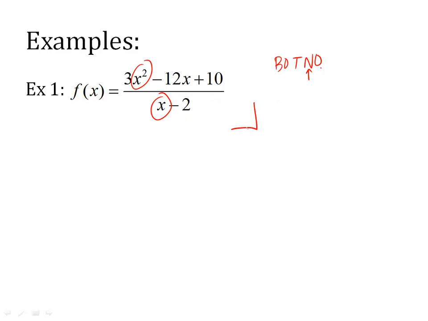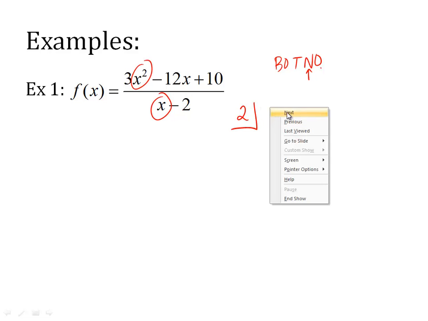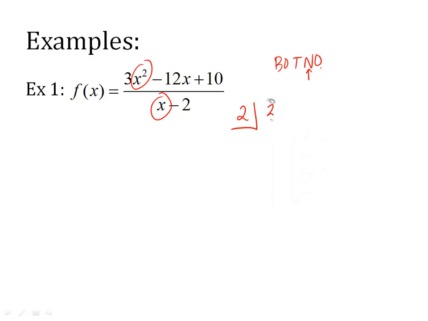So using synthetic division, I'm going to divide by the bottom. So use a positive 2. And in the division problem, I put my coefficients in order: 3, negative 12, 10. Divide it out. 3 times 2 is 6. Negative 12 plus 6 is negative 6. Negative 6 times 2, negative 12. And 10 minus 12 is negative 2.